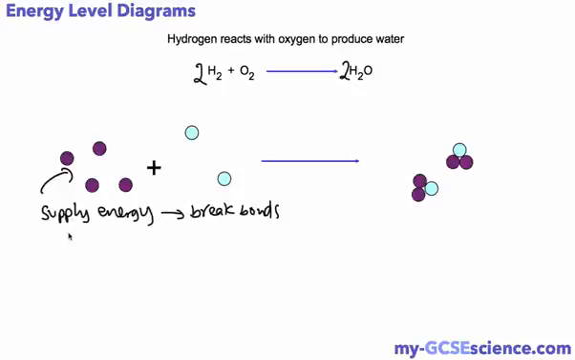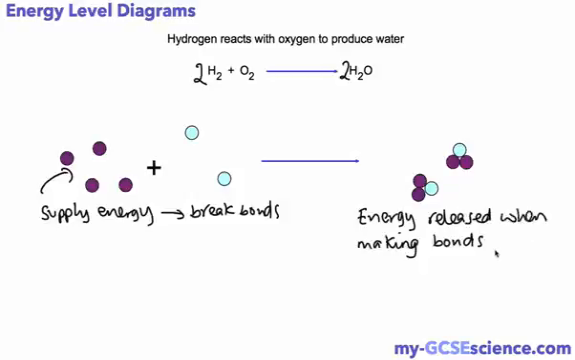On the other side of things, we've got energy supplied to break the bonds, but here we have energy released when making bonds. So we have energy released when making bonds over this side, so that energy is released to the environment, and here we've got energy supplied to break bonds, and that's taken in from the environment.